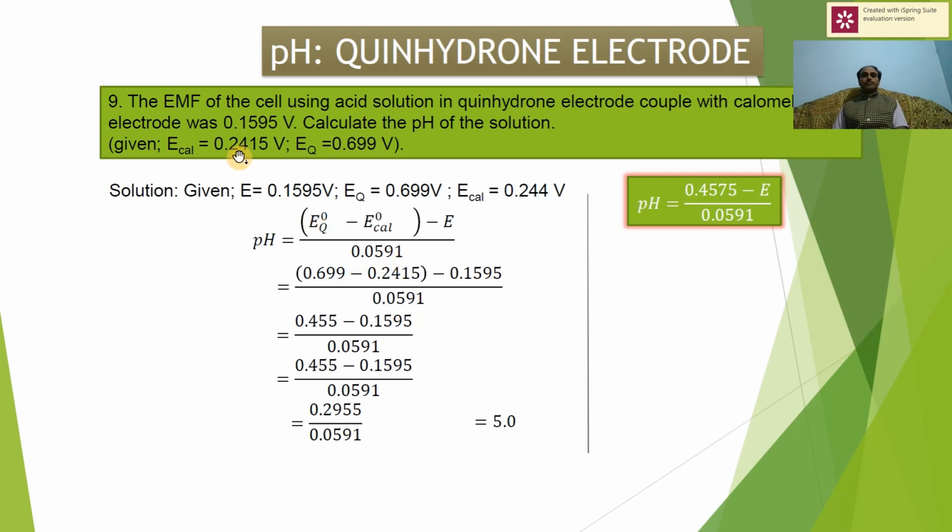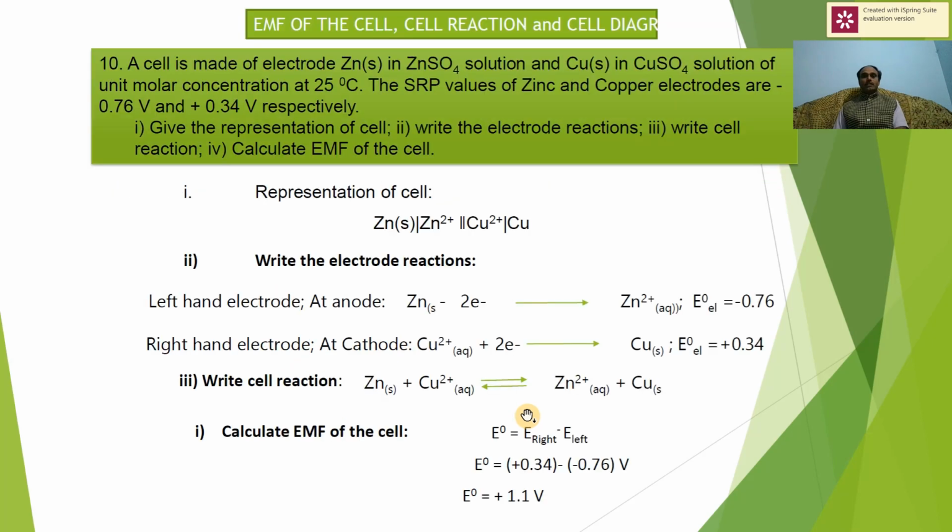E naught for quinhydrone is given, that is 0.699, minus E calomel, that is 0.2415. You have to subtract these two values, minus 0.1595, divided by 0.0591. This subtraction gives you 0.455 minus 0.1595 divided by 0.0591. The final answer that you are going to get is 5.0. So the pH measured at this EMF observation is about 5.0. So this is the answer for this question. Okay, next.